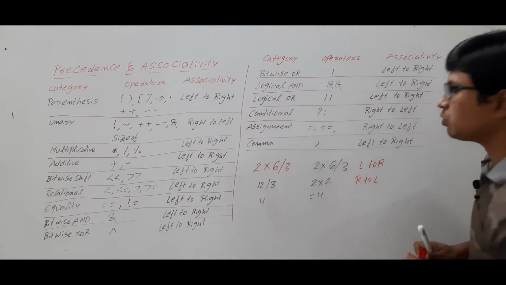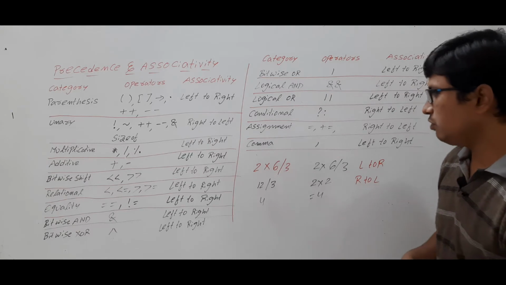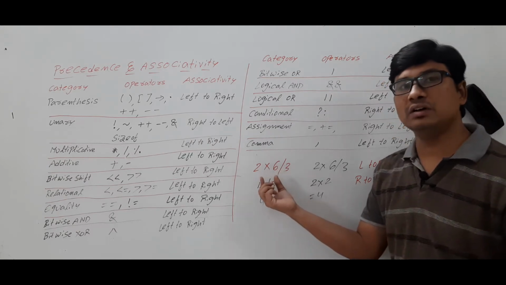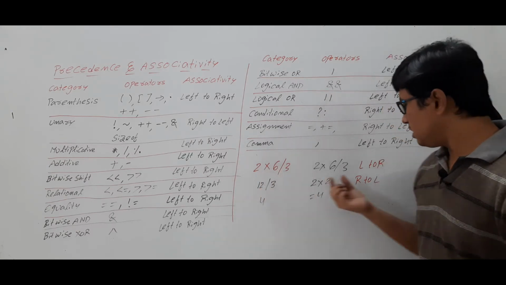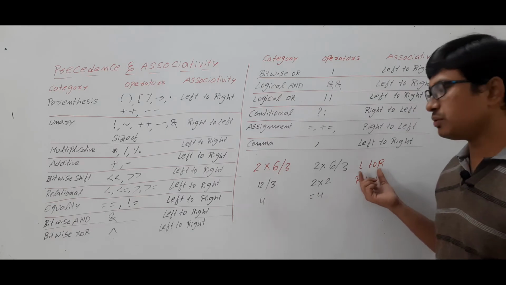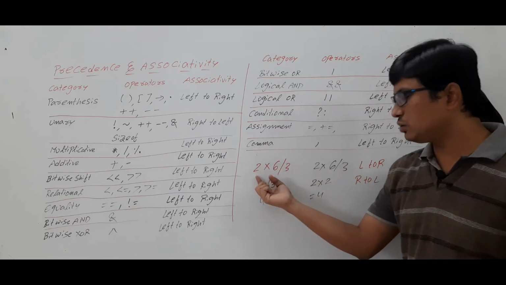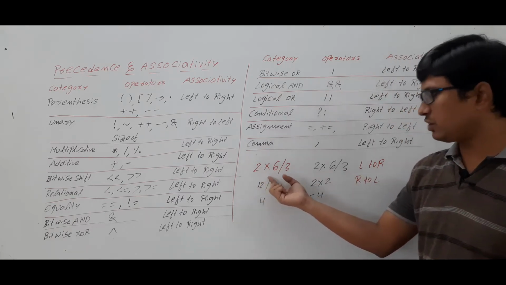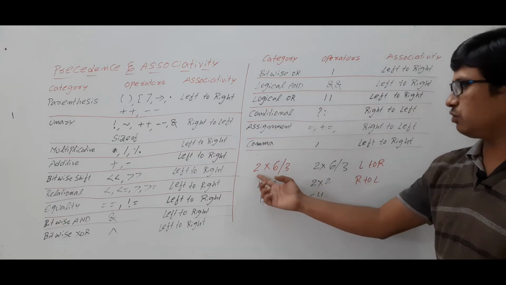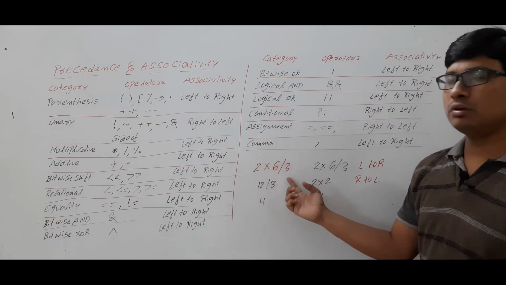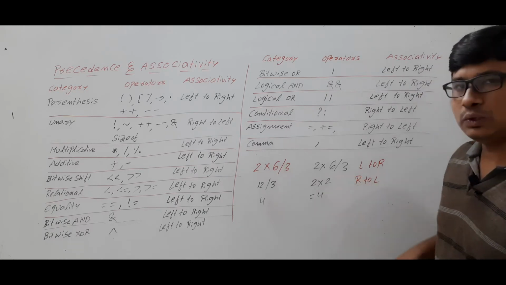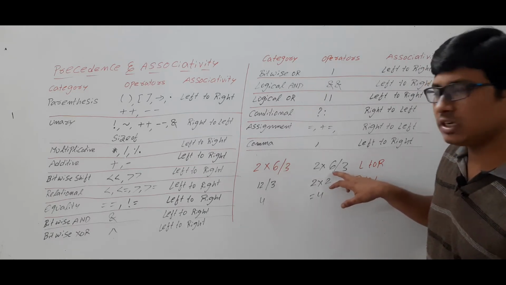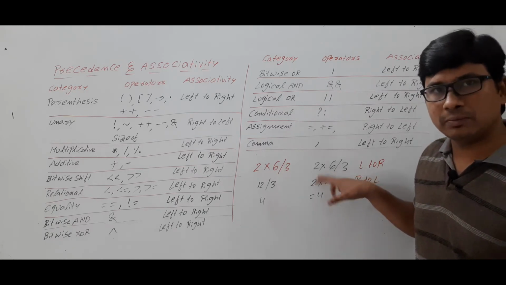Now you can ask me what is meant by left to right. If you have the operators having the same precedence, if you have the associativity left to right, then you start executing the expression from left and then go to the right. Means like that 2 into 6 you will do, then you will perform the division. If it is right to left, first you will perform the division, then you will perform the multiplication.